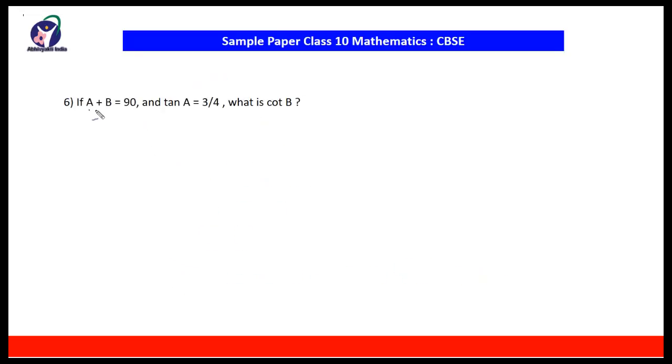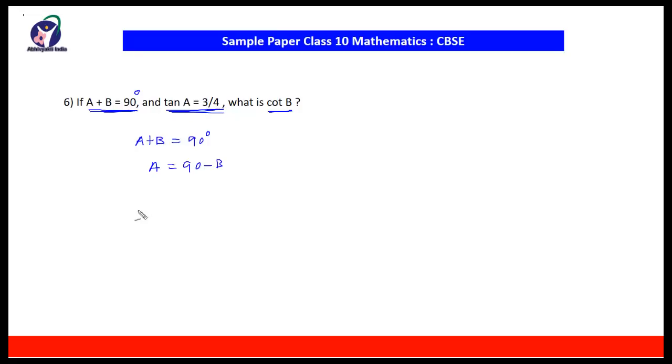Now the next question is, if a plus b is equal to 90 degrees and tan a is equal to 3/4, what is cot b? It is given to us that a plus b is 90 degrees and tan a is equal to 3/4, and we have to find the value of cot b. Since a plus b is equal to 90 degrees, it means a is equal to 90 minus b.